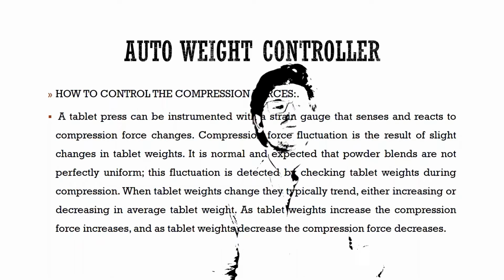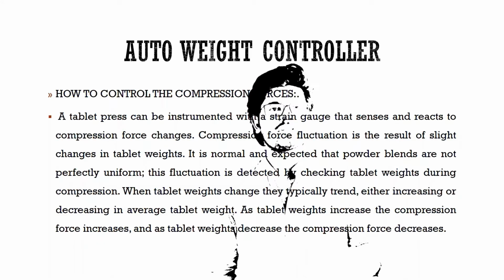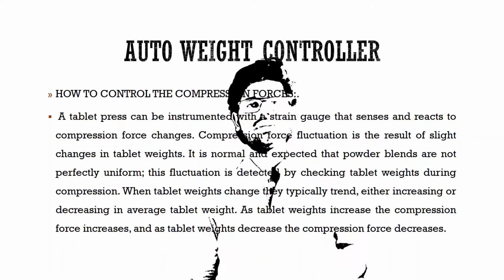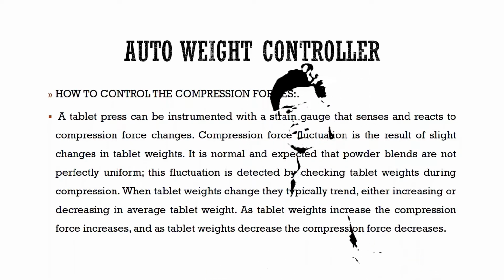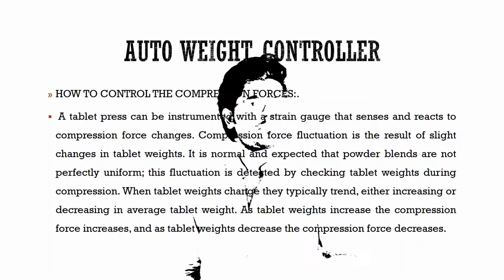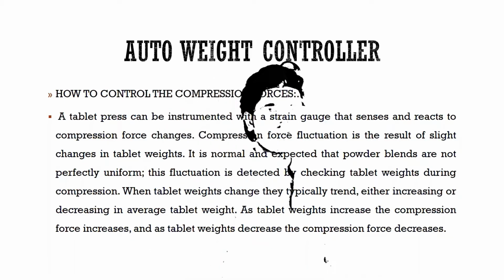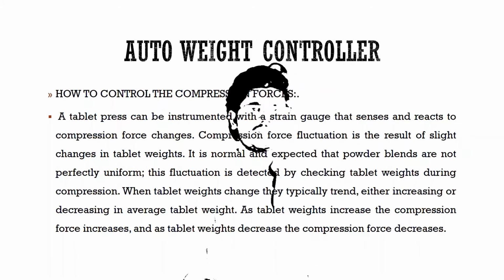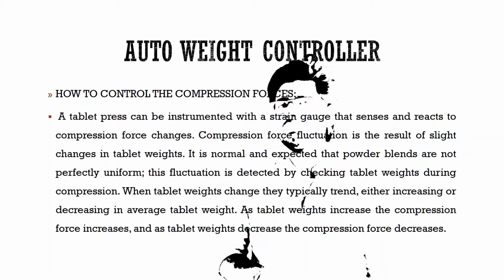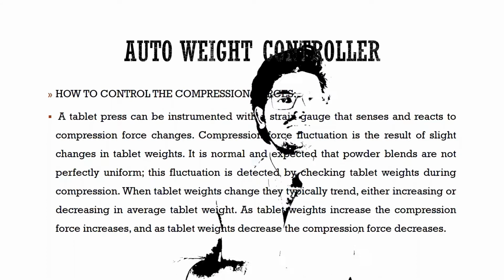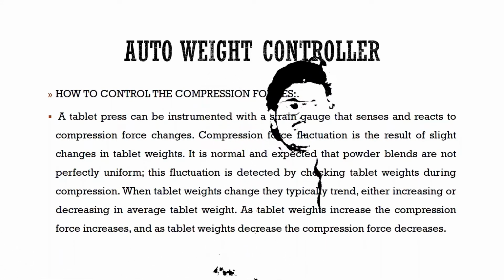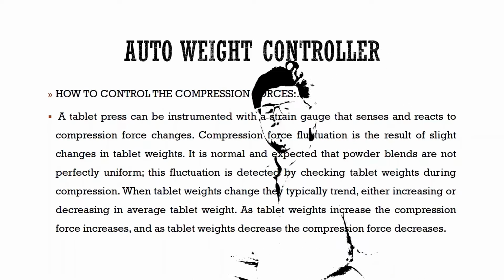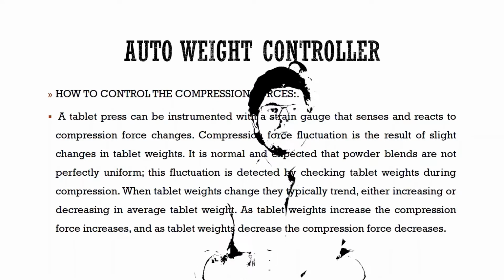How to control the compression forces? A tablet press can be instrumented with a strain gauge that senses and reacts to compression force changes. Compression force fluctuation is the result of slight changes in tablet weight, and it is normal and expected that powder blends are not perfectly uniform. This fluctuation is detected by checking the tablet weight during compression. When tablet weight changes, it typically trends either increasing or decreasing in average tablet weight. As tablet weight increases, the compression force increases, and as tablet weight decreases, the compression force decreases.